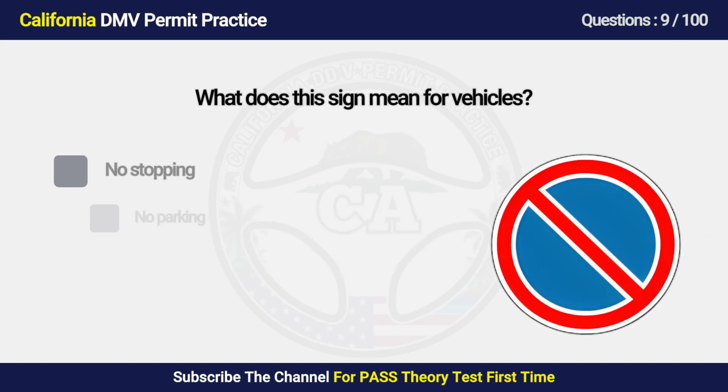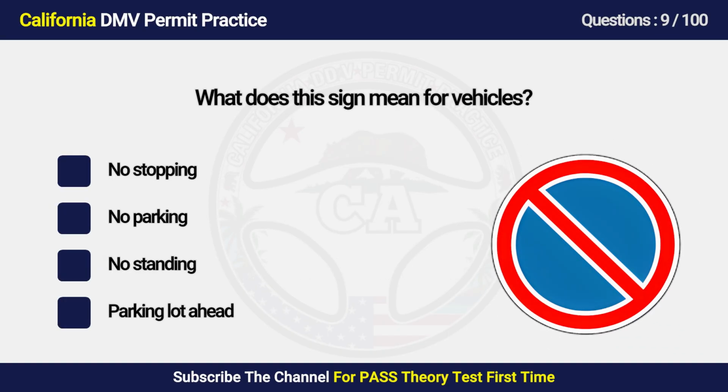Question 9. What does this sign mean for vehicles? A. No stopping. B. No parking. C. No standing. D. Parking lot ahead.